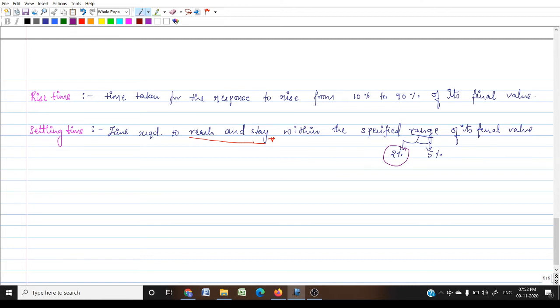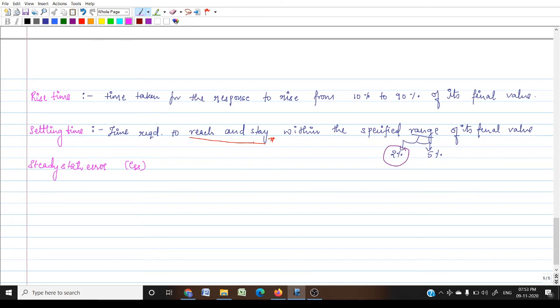Other than this, we have delay time, peak time, and maximum overshoot. Now these cannot be defined in first order system, but when it comes to second order system, these are very important. Other than these time specifications, we have something else which does not fall into the time specification, but it is also a very important parameter when it comes to analysis. That is steady state error, E of SS.